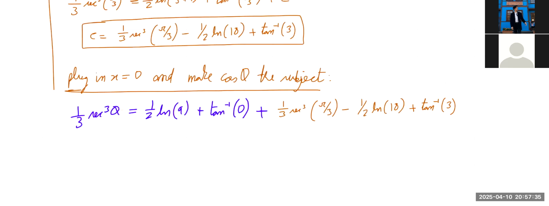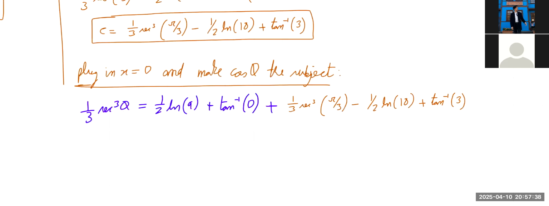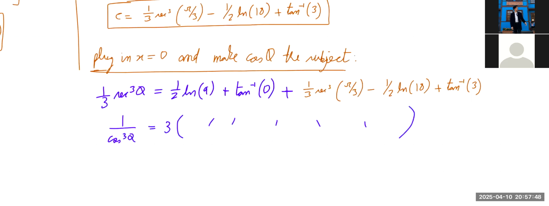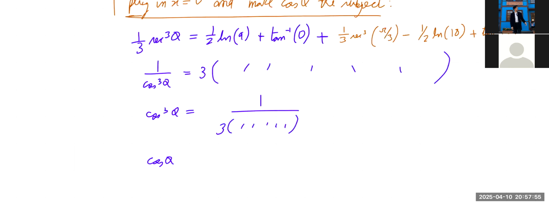this. Now remember that secant cubed is just 1 over cosine cubed. And other than that, multiply both sides by 3, and then just flip both sides and then cube root both sides, and that's your answer.